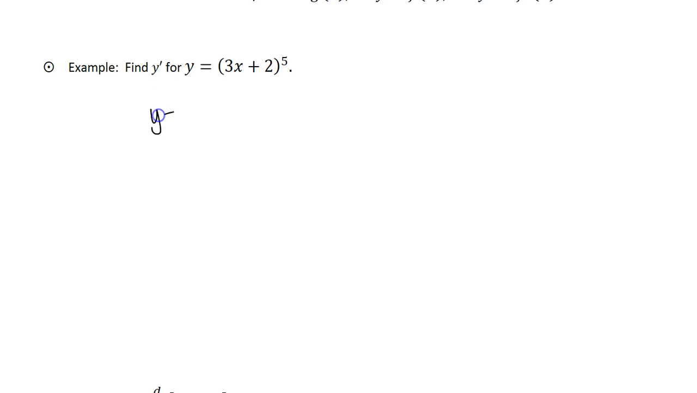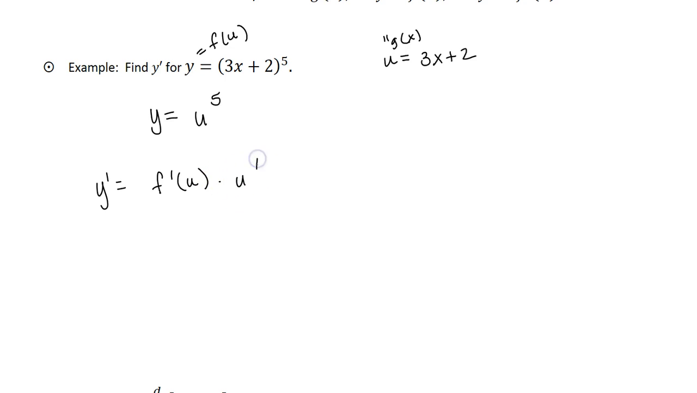So I could write y as u to the fifth as long as I come over to this side and say I'm going to let u be equal to 3x plus 2. So this is our g of x here. And f of u, or y, is equal to u to the fifth. So y prime here is going to be f prime of u times u prime. So I do need to know what each of those are.